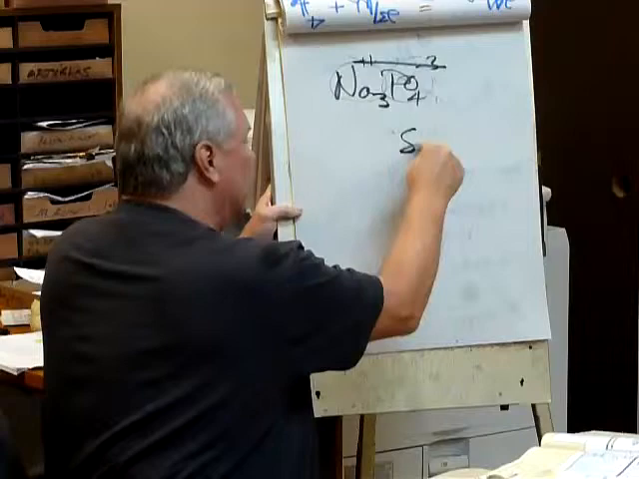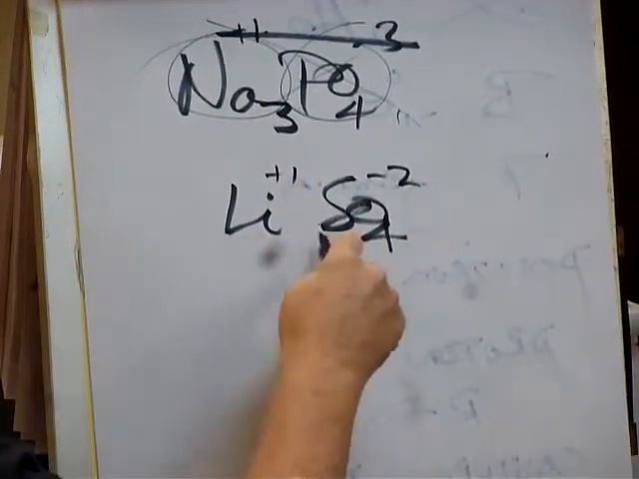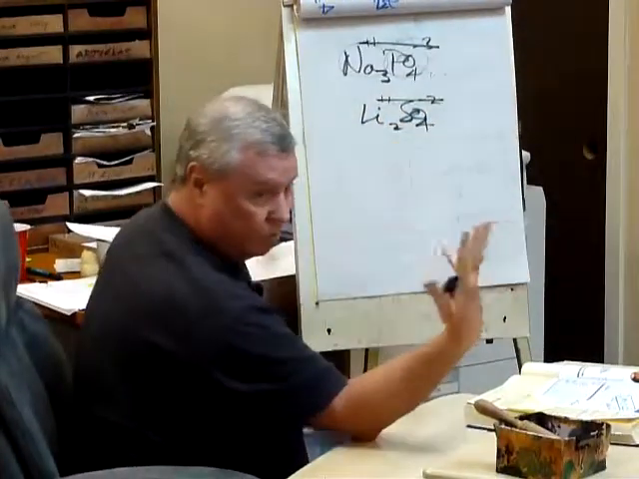Last one. Let's take SO4 with lithium. SO4 is -2. How come? Just because. Lithium is +1. So again, we flip, flop, and we get Li2SO4. Now these are not binary because they have 1, 2, 3 types of elements represented.